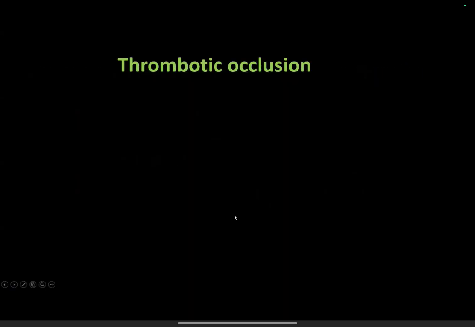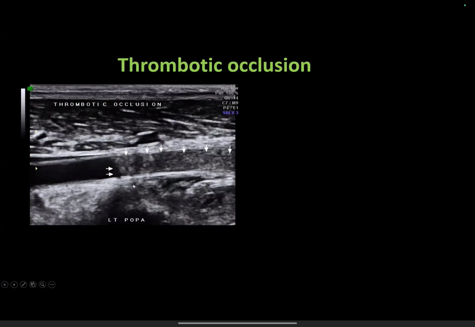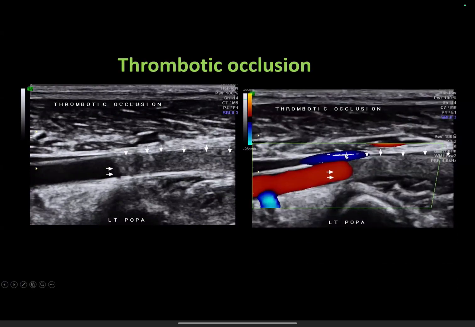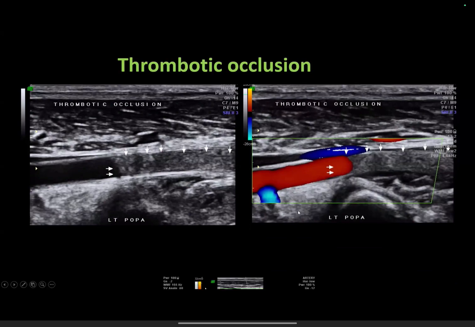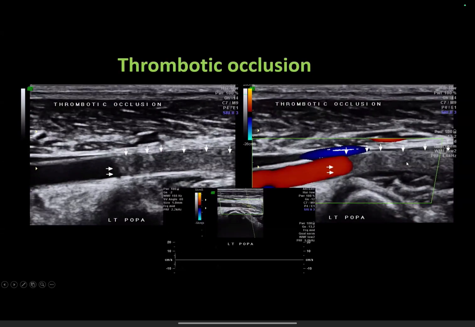Let us see. So this is the popliteal artery in an acute thrombotic occlusion. You can see a clear-cut interface. This is a normal lumen. This is the echogenic material. On color, we can see an abrupt cutoff, no flow in the thrombotic area. So there is abrupt cutoff.